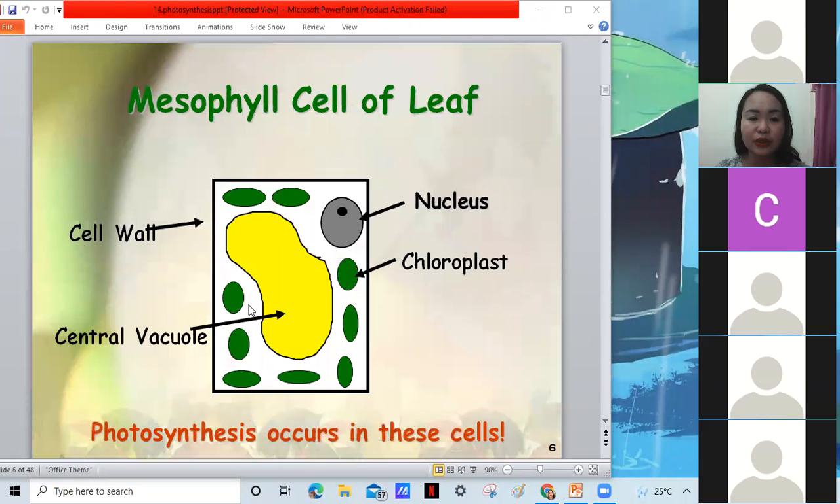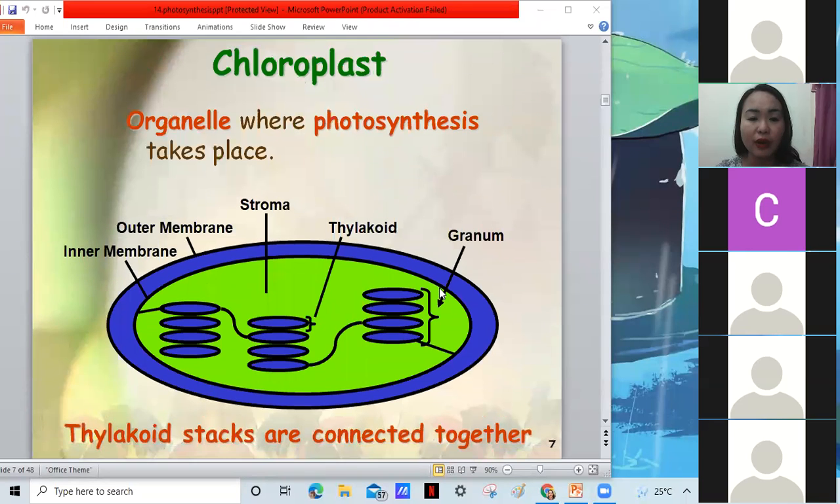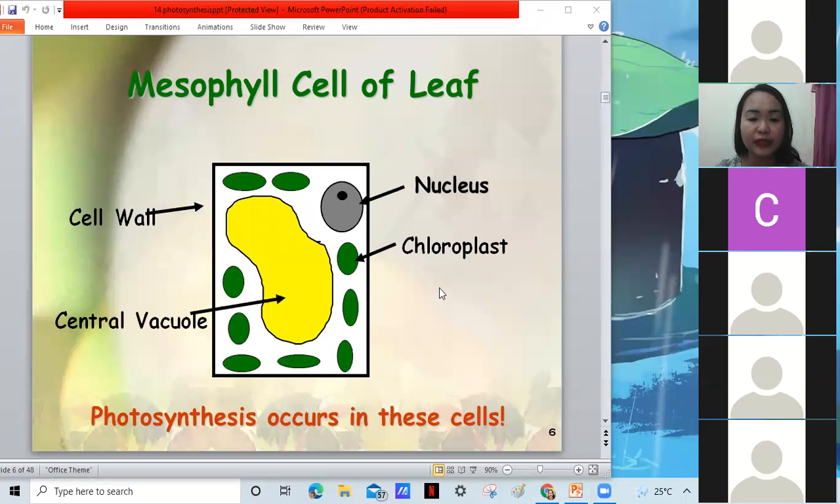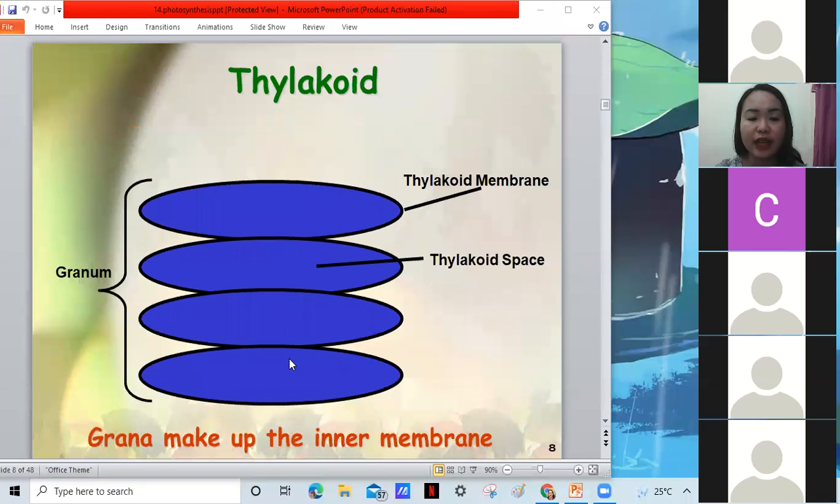So ito yung mesophylls with chloroplast, which are green. So photosynthesis definitely occurs in the mesophyll cell inside the chloroplast, the organelle where photosynthesis takes place. These are thylakoid stacks connected to each other, which contain the membranes, inner and outer, the stroma, and the granum. So these grana make up the inner membrane, no?